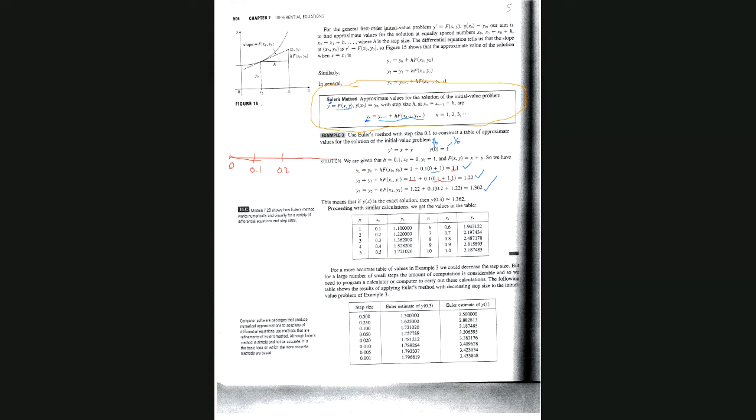Well, they're approximating values, and y of 0.3 is going to equal 1.362. You can keep going with this approach, and they have here a table where they have done 10 iterations.